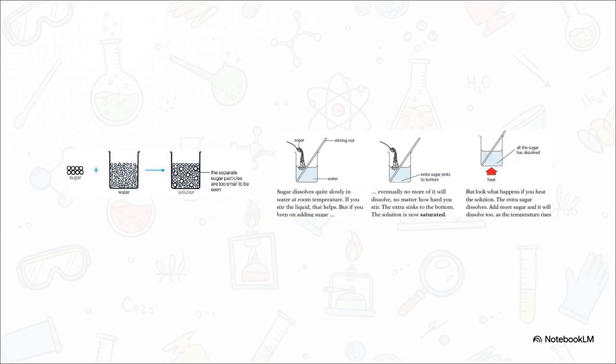Let's actually watch how this builds. Look at the left side. You can see the individual sugar solute particles breaking apart and just vanishing right into the empty spaces between the water solvent particles. Pretty cool. But on the right, we hit a wall. If we keep dumping in sugar until no more can possibly dissolve at that temperature, the extra sugar just piles up at the bottom. When that happens, we've created what chemists call a saturated solution.